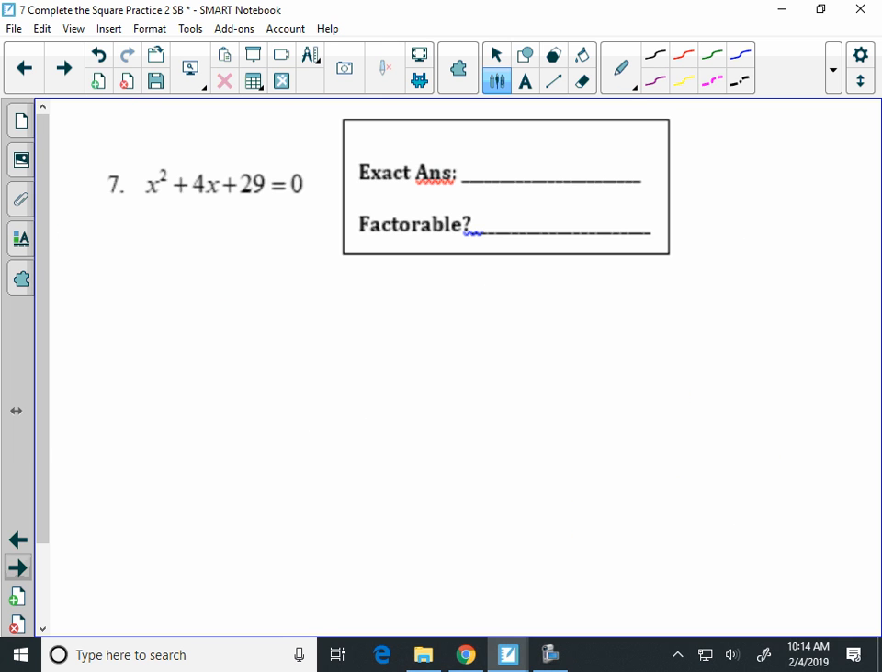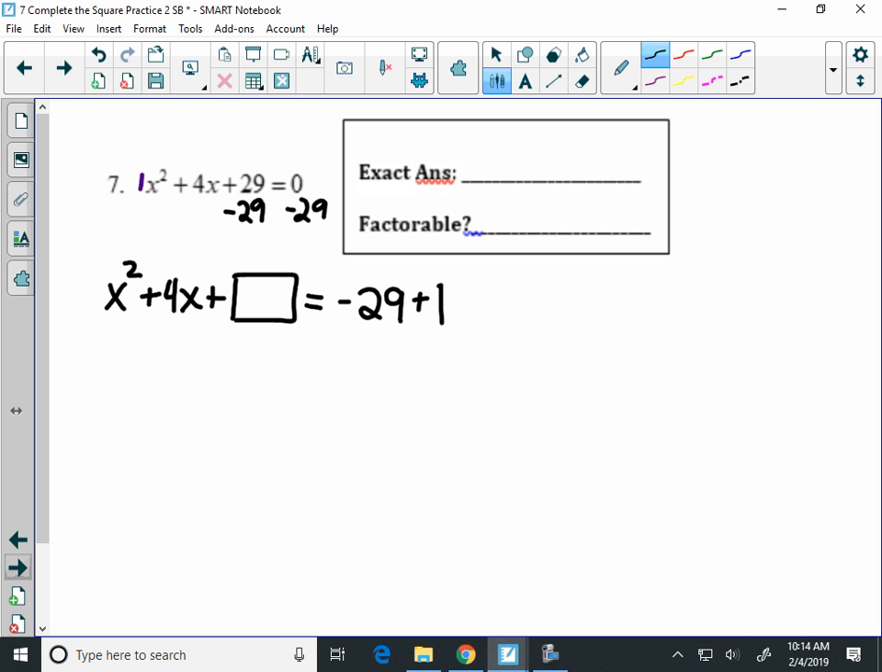All right, let's skip to number 7. I have x squared plus 4x plus 29. I'm sorry, complete the square. I have a leading coefficient of 1, so I'm allowed to jump right in to complete the square. And I'll do that by subtracting 29 from both sides. That's going to give me x squared plus 4x plus my box equals negative 29 plus a box.